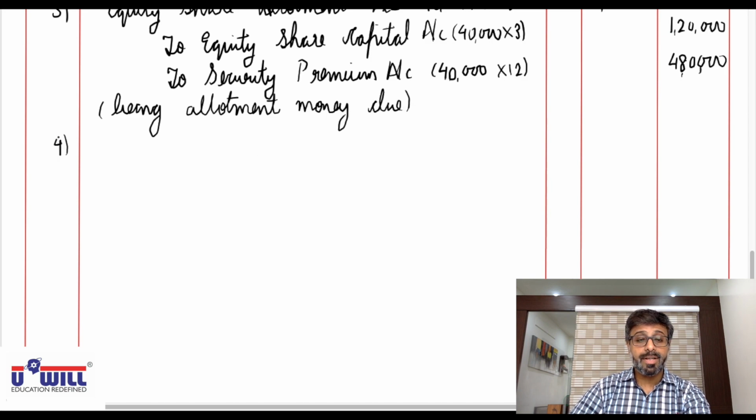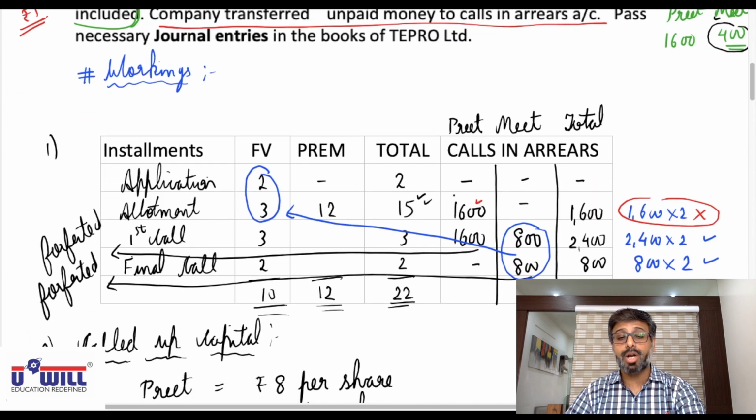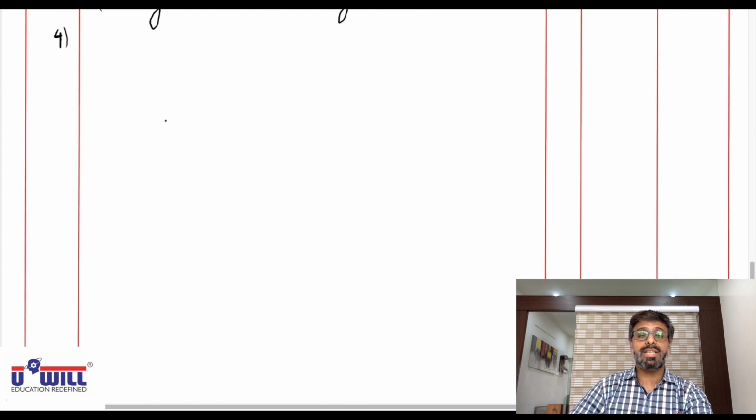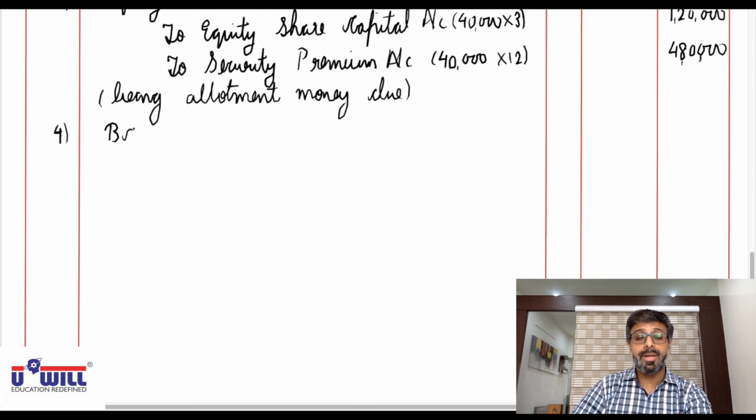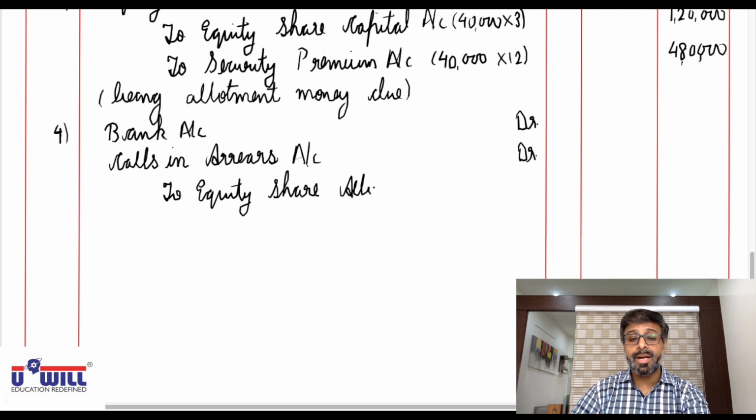Now, fourth entry, after that receipt of allotment money, do we have calls in arrears? Yes, Preet has not paid 1600 allotment money. So, single entry or combined entry? Combined entry. Bank is the receiver, debit the receiver, bank account debit with the money received. Calls in arrears are still receivable, debit the receivables, so calls in arrears account debit with the money not received. And to close equity share allotment account, we will reverse and credit to equity share allotment account.